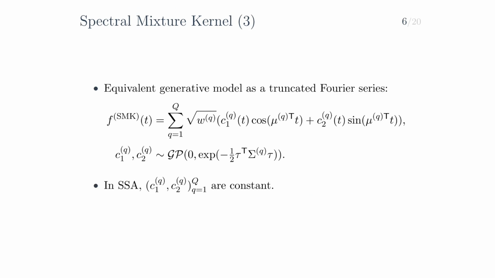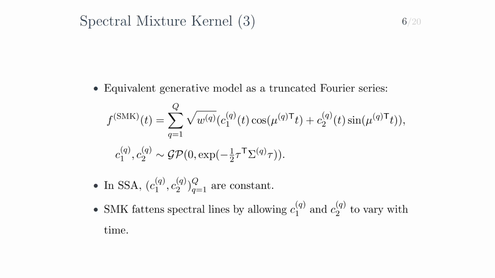In the sparse spectrum approximation, there is a similar equivalent generative model, which is of a very similar form, but there the coefficients don't vary with time, so they're constant. And that means the following. The spectral mixture kernel fattens the spectral lines in the sparse spectrum approximation by allowing the coefficients in this equivalent generative model to slowly vary with time, thereby giving rise to nearby frequencies and fattening the lines.